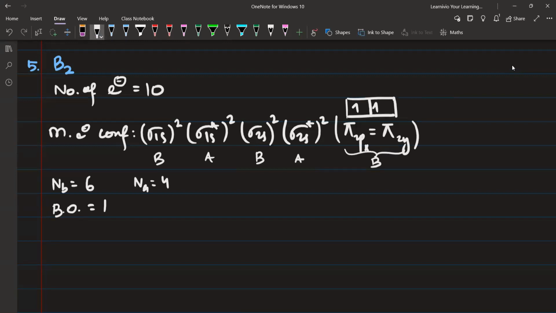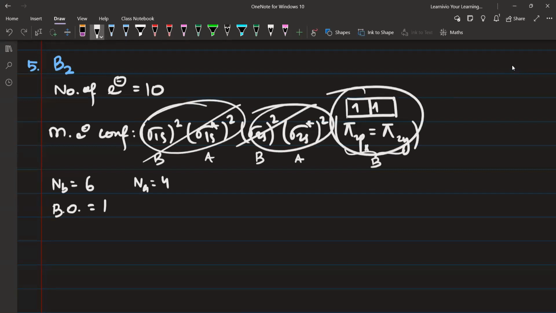Whatever bond order is coming from sigma 1s will be cancelled by sigma star. Does this make sense? Sigma 1s will cancel sigma star. Whatever is coming from sigma 2s will be cancelled by sigma star. That means there is no sigma bond, only pi bond. There is no sigma bond in B2 molecule. We have only one pi bond. There is one bond in B2, and according to molecular orbital theory, that bond is a pi bond. That is not a sigma bond.